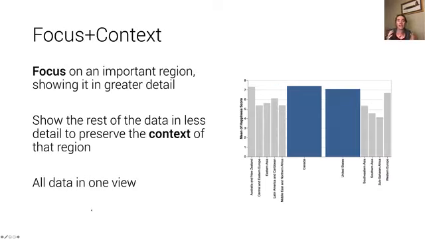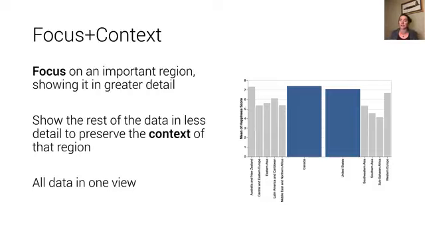I also have this idea that complements overview plus detail, called focus plus context. Unlike overview plus detail, the basic idea with focus plus context is we're avoiding desert fog by keeping all of our data in a single view. So we focus in on an important region, we show that in greater detail, but we push the remainder of the data out to the periphery to retain the context of the data in that region.